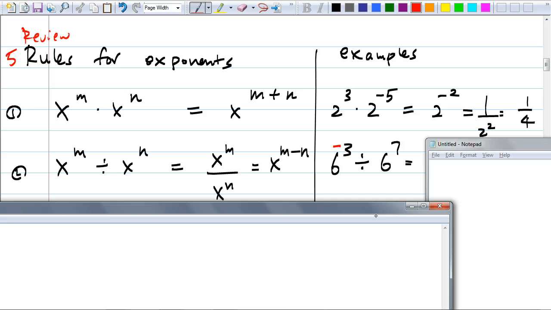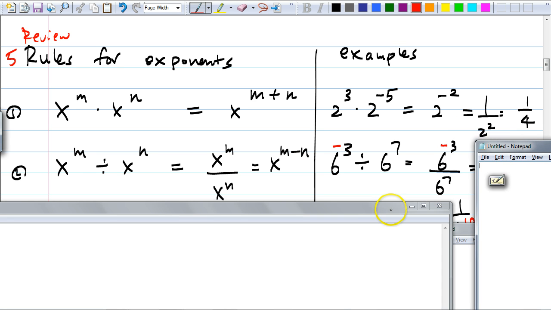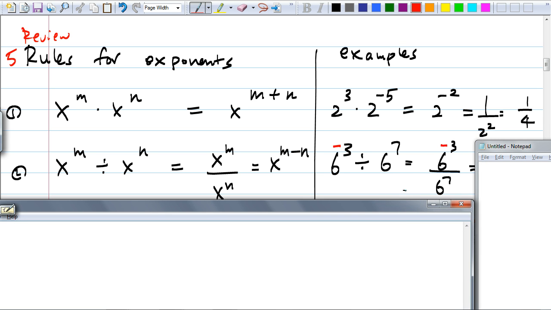What do we do with these exponents? How about Angel? So what do we get? 6 to the negative 4? Do we get negative 4? Is it 4? When you subtract, look. You have 6 to the negative third over 6 to the 7th, the same as this, right? So you subtract these. Negative 3 minus 7. What does that give you?